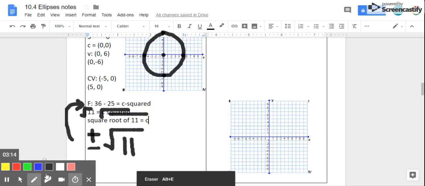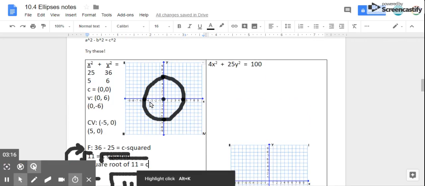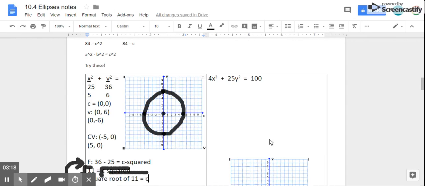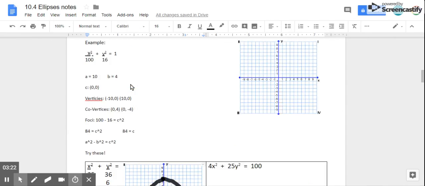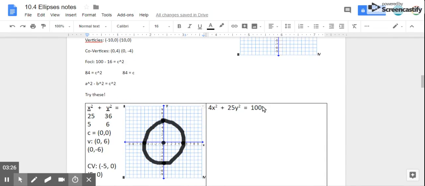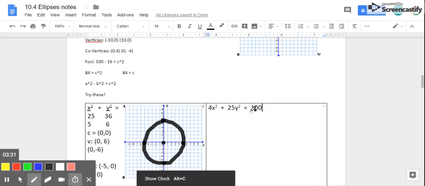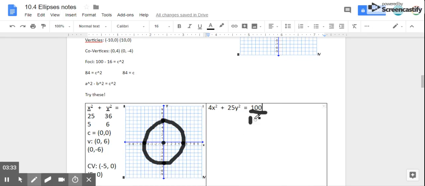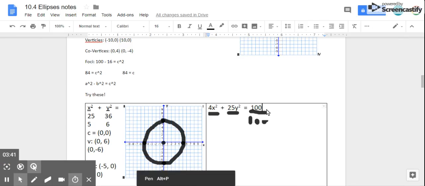Okay, so at this point, you should easily be able to kind of graph everything out. So what if you get something like this? Well, if you look, everything else before it has always equaled 1. So what can we divide 100 by that will give us 1? Well, 100 divided by 100, right? Okay, so you want to divide all of this good stuff by 100 also.